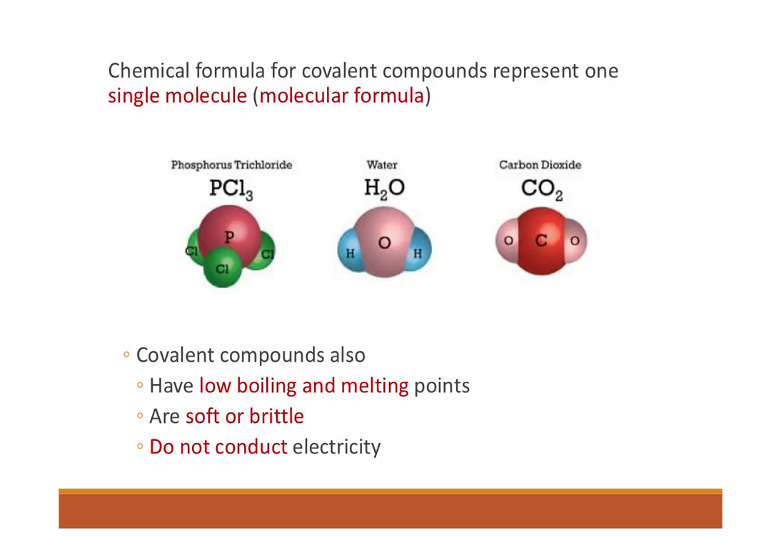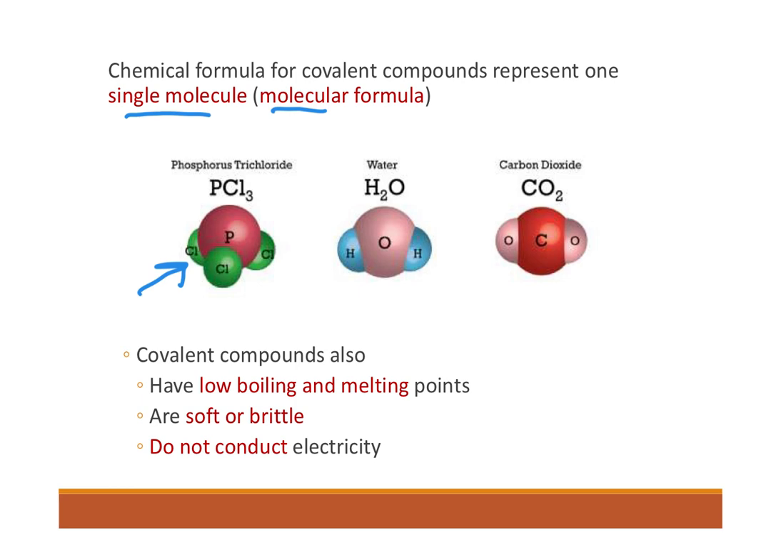The chemical formula for covalent compounds does represent just one single molecule. Unlike ionic compounds, where you will have a crystal lattice forming, and we use the simplest form as the formula, the empirical formula, the formula in covalent compounds is actually the formula for the molecule. So phosphorus trichloride is only 1 phosphorus and 3 chlorines.